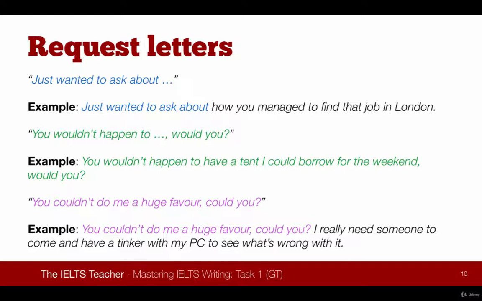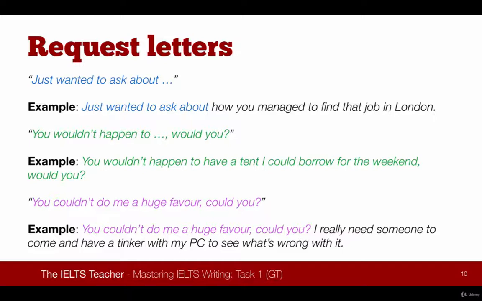Nice and simple. You wouldn't happen to something, something, something, would you? Notice at the end here, you have that question tag like you would use when you were speaking. So that's why it's being used here, to imitate that speaking, conversational vibe. You wouldn't happen to have a tent I could borrow for the weekend, would you? This is a really useful one because it shows your understanding of punctuation as well, and inversion as well.